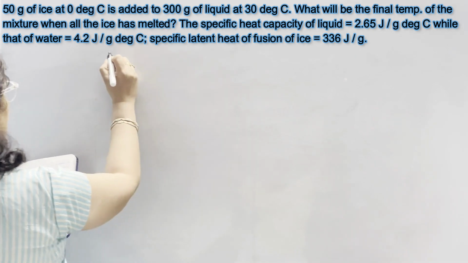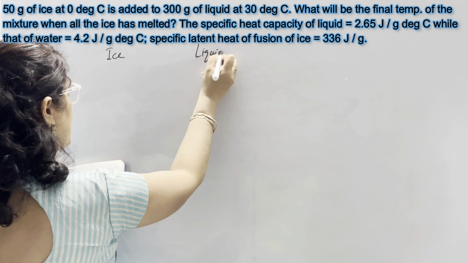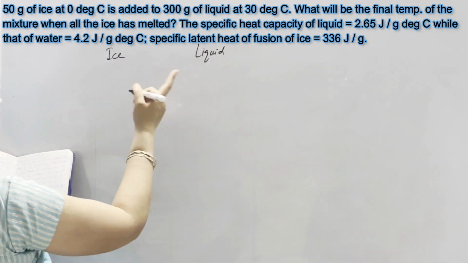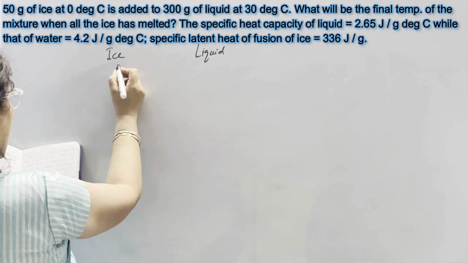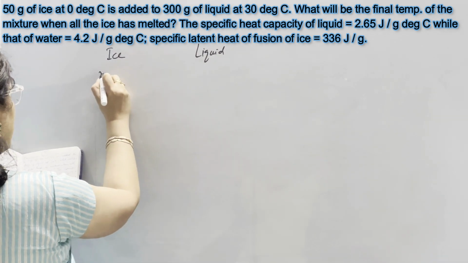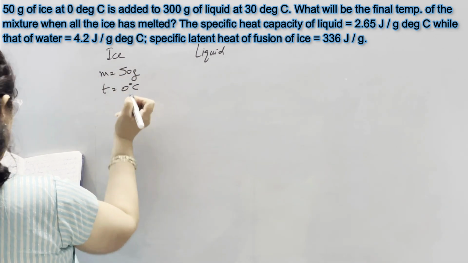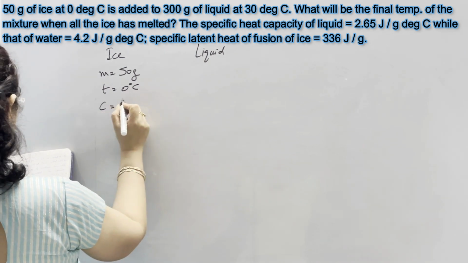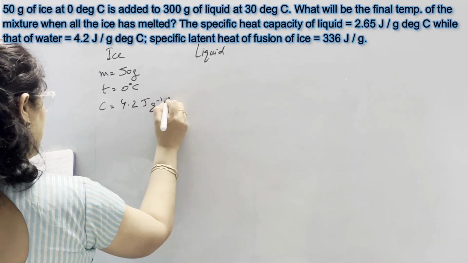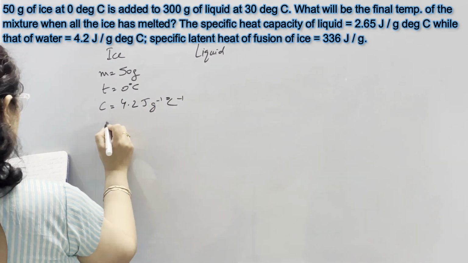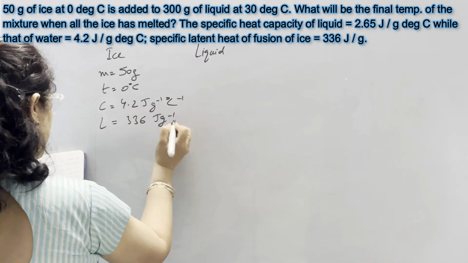So two columns we require in this question. One is of ice and another is of liquid. But the liquid is not water. They have not mentioned here that this liquid is water, because water is separate also. We are using water because ice is converted to water. So mass of ice is given as 50 gram and temperature is given as 0 degrees Celsius. C is given as 4.2 joule per gram degree Celsius and then L is also given as 336 joule per gram.